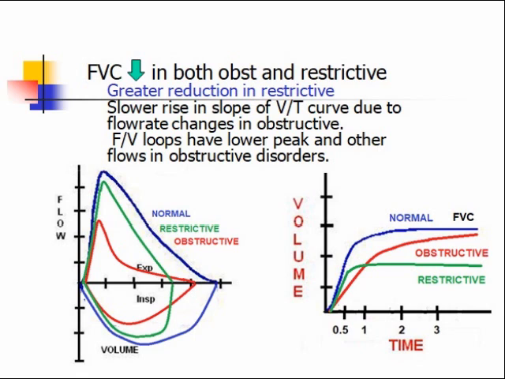Now, if you look over at the volume time curve, you can see how the normal in blue rises very quickly and gets up to the maximum level, whereas in obstructive, it rises to the maximum exhalation very slowly, much slower than normal. In restrictive problems, the rise is almost as fast as normal, but it does not go as high on the volume measurements.